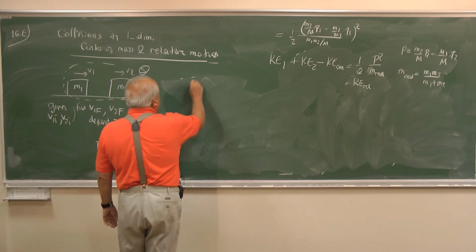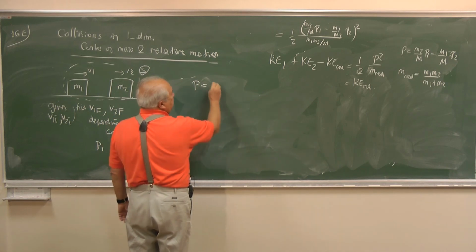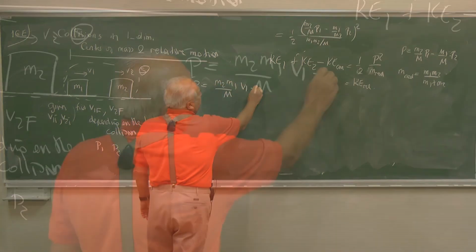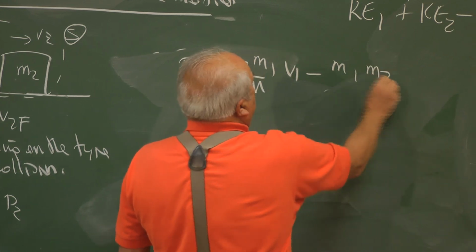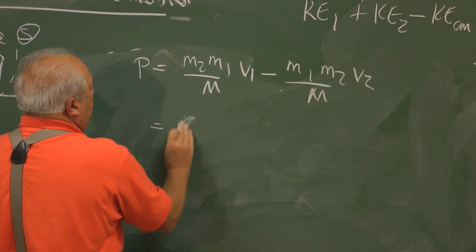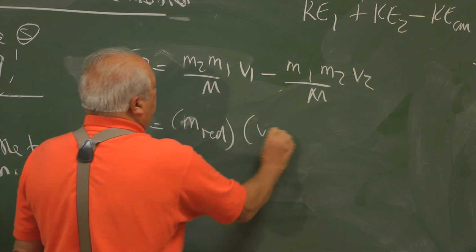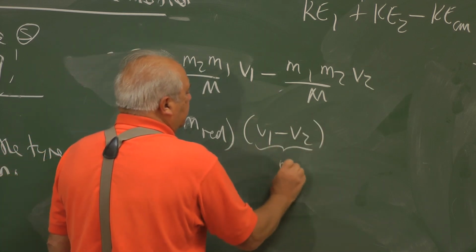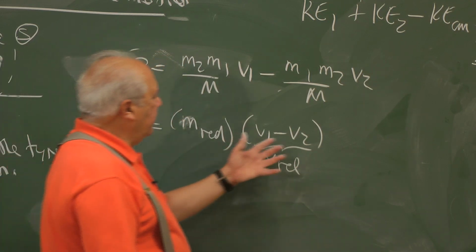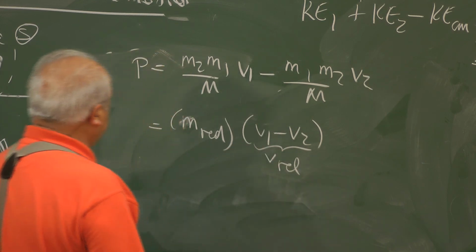So P, if I write P1 and P2 as M1 V1, etc., this is M2 M1 over M V1 minus M1 M2 over M V2, that is M reduced, this thing, V1 minus V2, and this is the V relative. Okay, the relative velocity of V1 and V2. If V1 is larger than V2, it will come and hit on the mass 2.